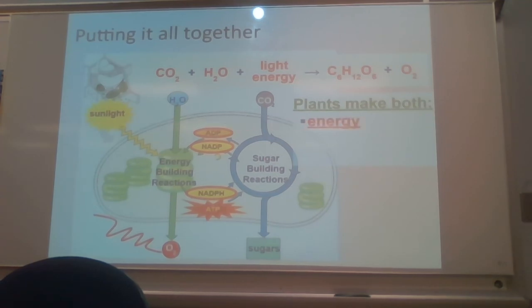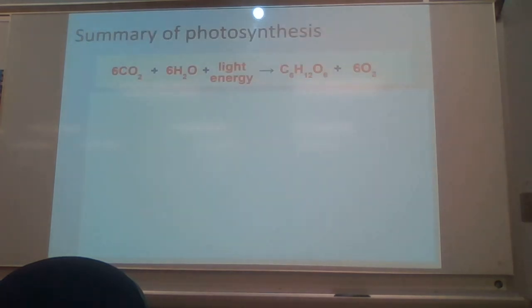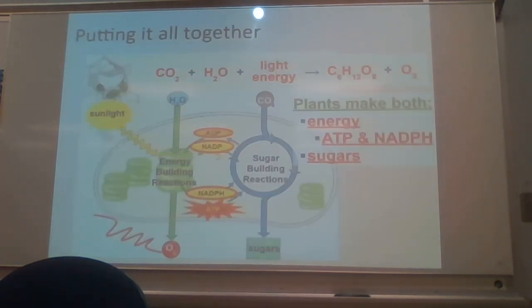So plants, and I don't like saying they make energy, they're really just transferring energy, right? But they generate ATP and NADPH, and they make sugars. Any questions on that diagram or on how the two stages are related before we wrap up? That's pretty much all the lecture I have.